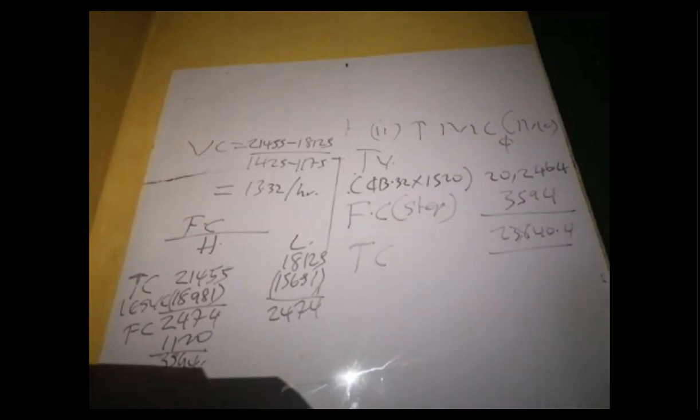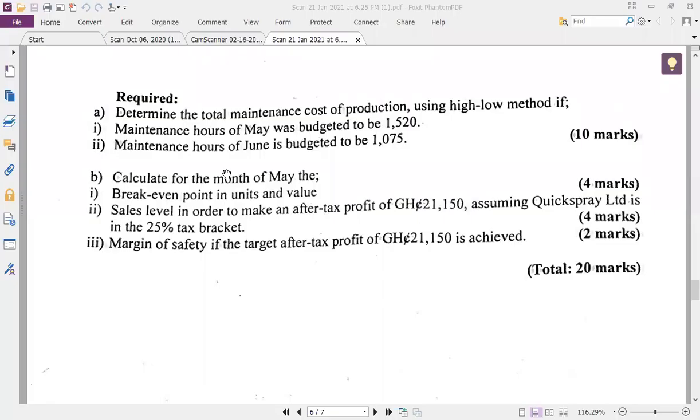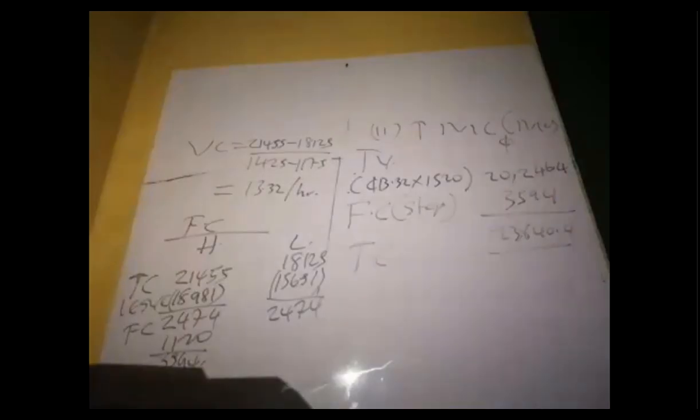Again, the rule for the game is one-to-one. So I do the first to find the total cost, then I move on straight to the next section. Maintenance hours of June, the budgeted is 1,075.